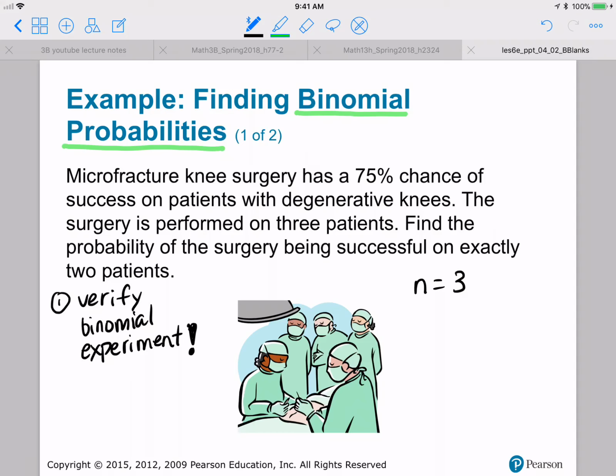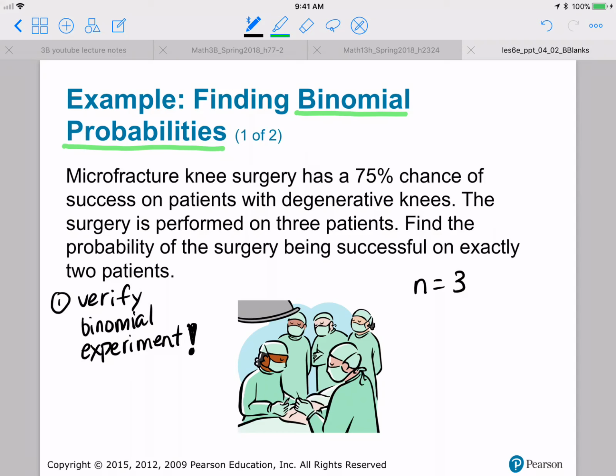What is the second thing we need to check for? We need to check that the trials are independent of each other. They are. If I operate on this person's knee, that's not going to impact the probability of success of the surgery on another person's knee. The next criterion that we check for is if there are only two possible outcomes of interest for each surgery. Yes, there are two possible outcomes, success and failure.